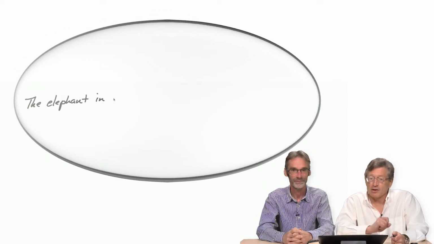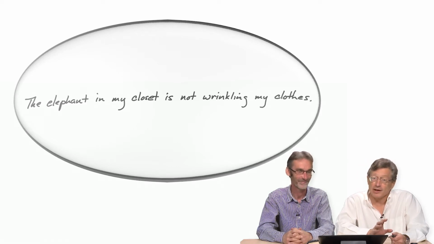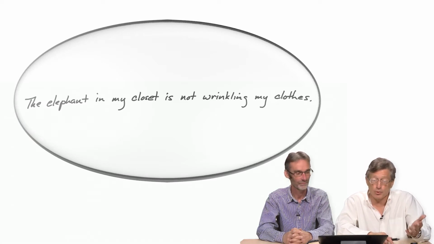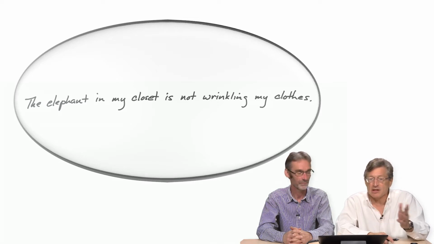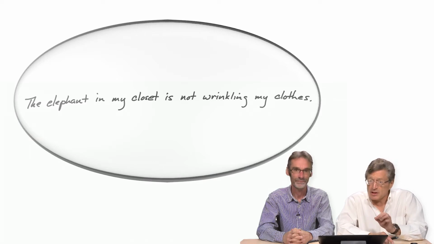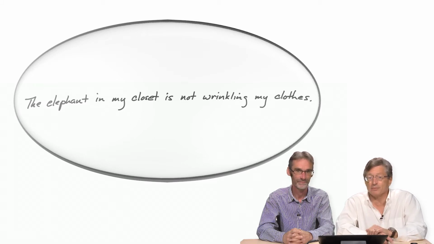The elephant in my closet is not wrinkling my clothes. Now, fortunately, there is not an elephant in my closet at the present time. So the issue is whether we should consider this sentence to be true or false, or whether there's something wrong with this sentence that makes it neither true nor false at the current time. If you think that this sentence is false, then presumably its negation is true, and its negation presumably says that the elephant in my closet is wrinkling my clothes, and that doesn't seem right either.